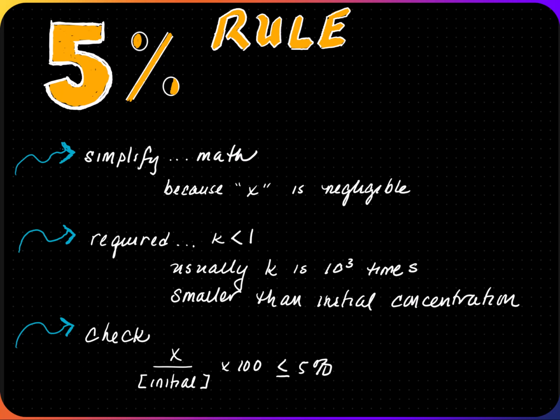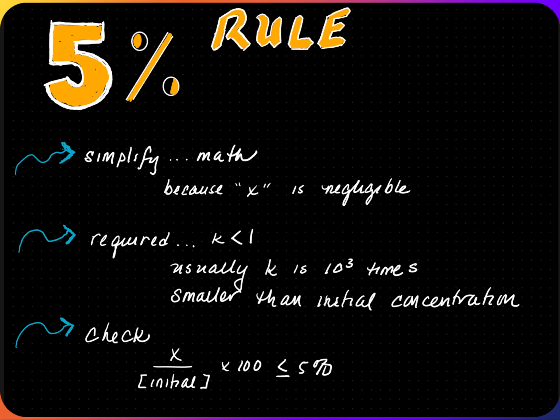In addition, two other criteria should be met. Number one, K, the equilibrium constant, should be less than 1. In general, K should be about 10 to the third times smaller than the initial concentration of what is given. Lastly, you must check to see if the 5% rule is valid.